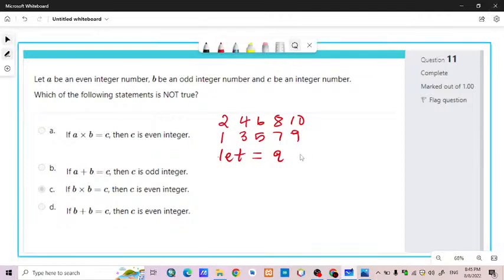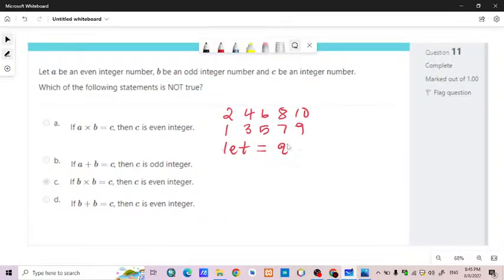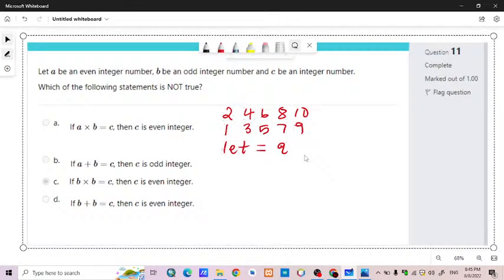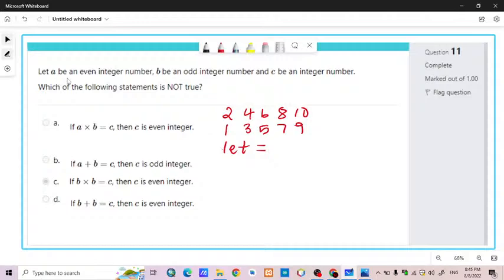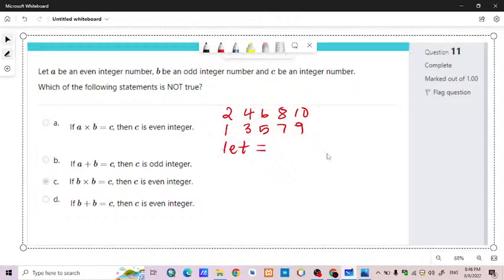Let A equal 2. Why am I choosing 2? Because 2 is an integer, and they told us to let A be an integer, so it can be any integer. You can choose any integer, but I'm just doing this to show that if you're choosing numbers, it becomes a little bit easier to solve.